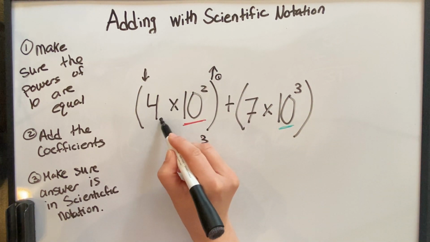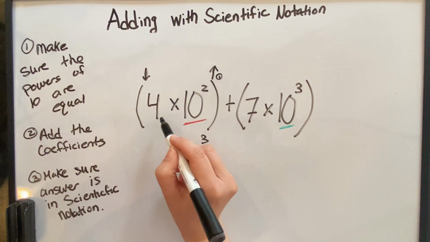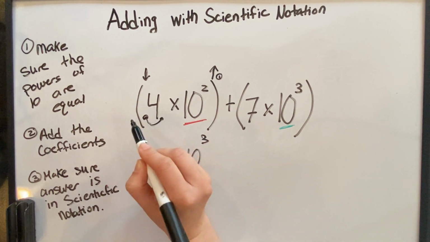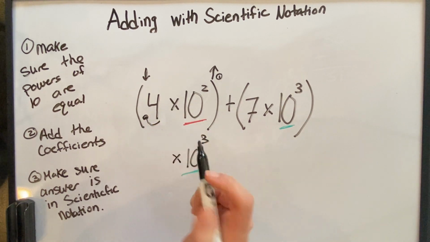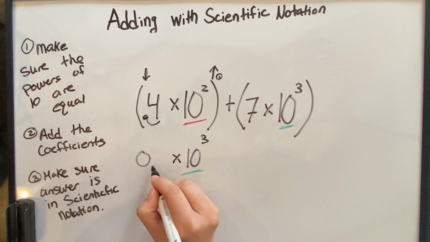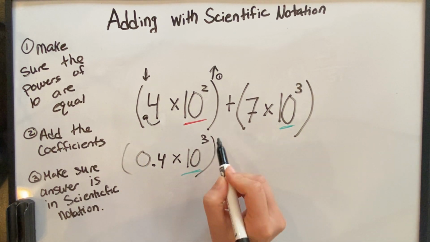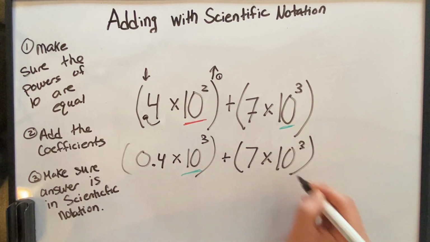So we must make this number smaller. So we need to decrease it by 1. So we're going to go in this direction. We go to the left. So here's my new decimal point. So this would be 0.4 times 10 to the 3rd power plus 7 times 10 to the 3rd power.